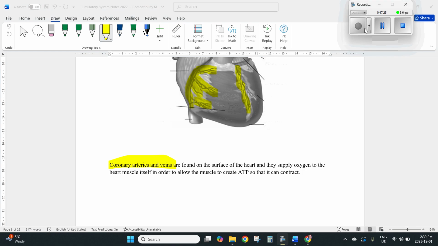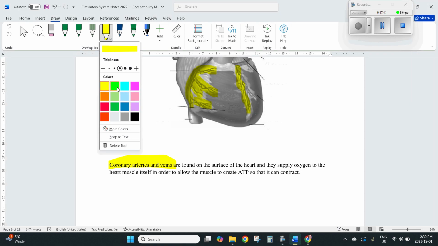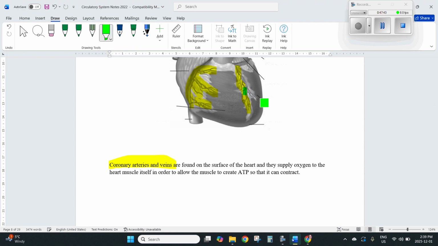So these are supplying oxygen to the heart muscle itself so that the heart can actually contract. If there is a blockage in any one of these blood vessels, so for example, I'm going to just change my highlighter for a second. I'm going to change it to this lime green. If there was a blockage right here, that means oxygen is not getting to this lower half of the heart, which means that the lower half of the heart is not getting oxygen. It cannot contract. It cannot create ATP to allow contraction. And if you can't contract, then the heart is not pumping. So this can lead to things like a heart attack.